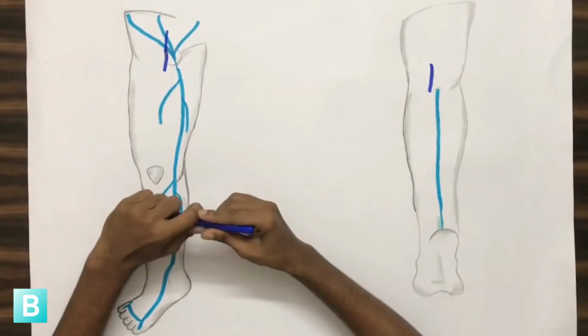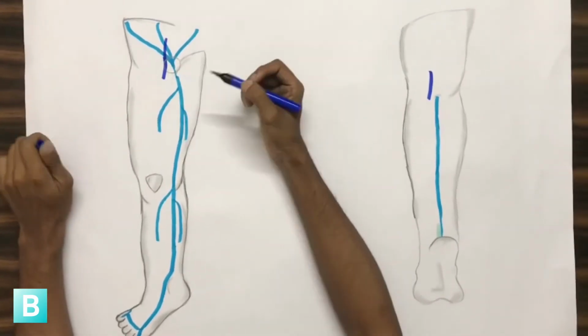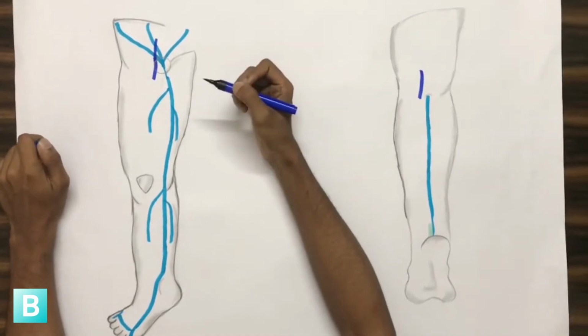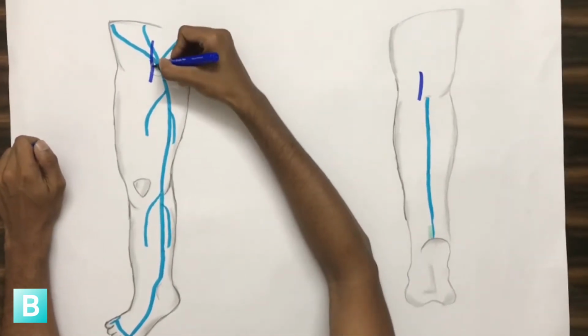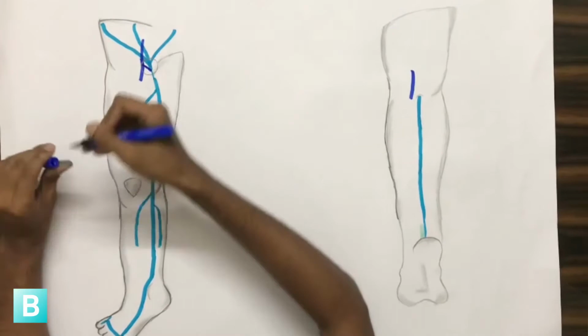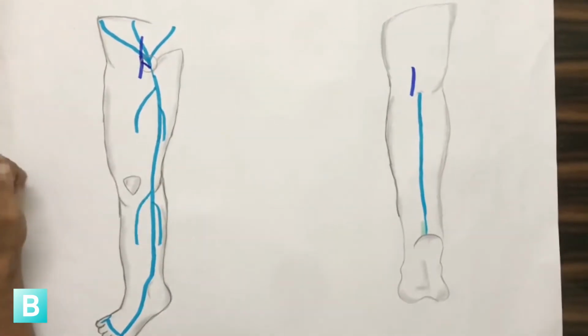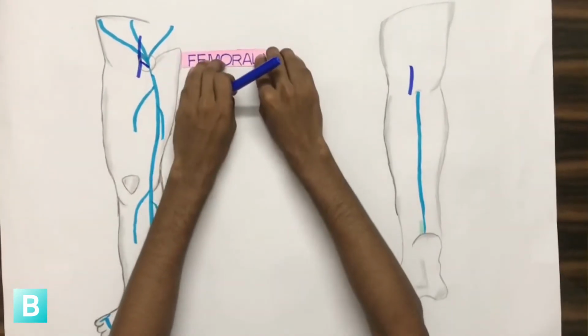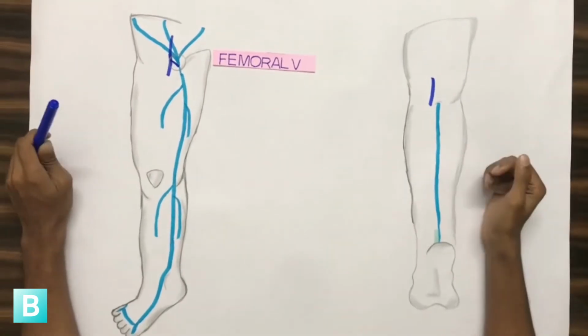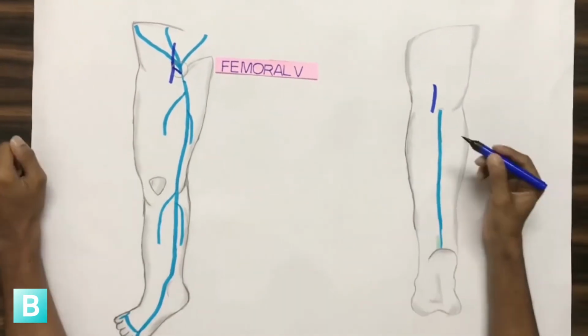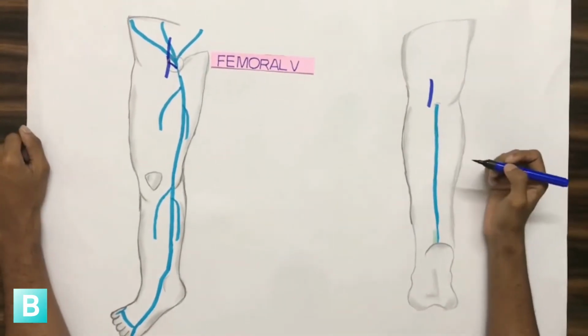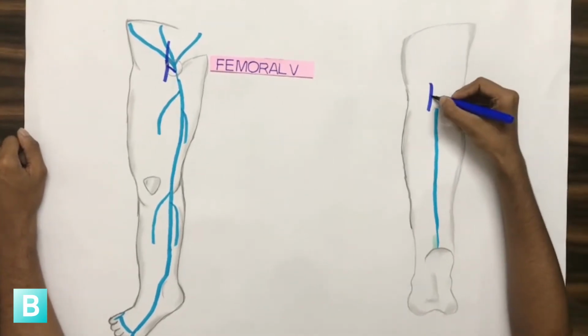The first being the femoral vein. The femoral vein is the deep vein in which the great saphenous vein terminates. So this is the femoral vein. The second one being the popliteal vein. The popliteal vein is the one in which the small or the short saphenous vein terminates.